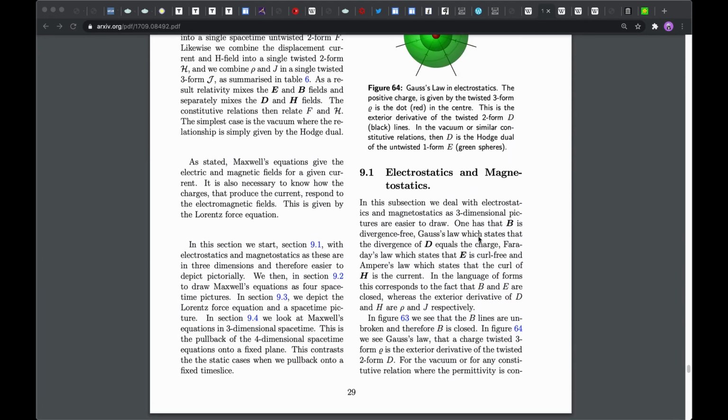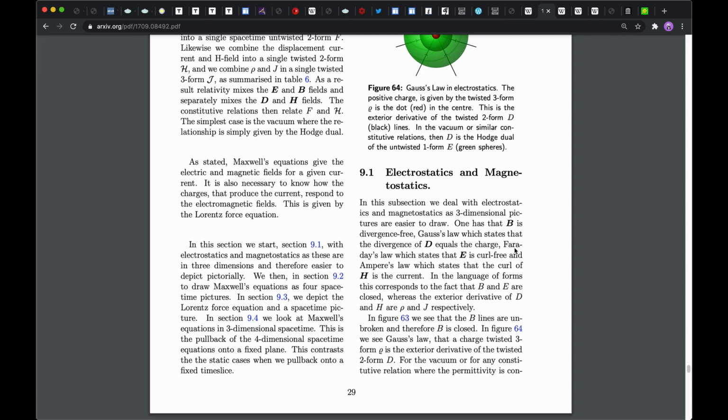It seems that the author hasn't included those in the article, but he writes them in the text. The first one says that the B flux is divergence free, and we know that means we don't have any magnetic charges. And Gauss's law states that the divergence of D equals the charge, which means we have electric charges that can pull in or flow out the flux of the electric field.